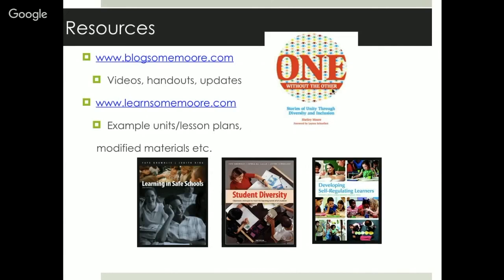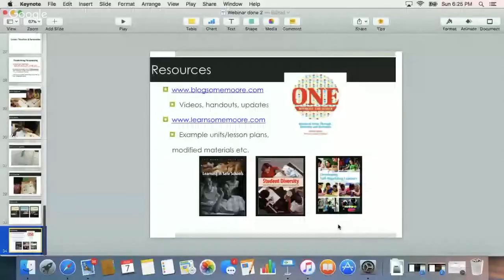This is my new book that has just come out that talks about the rationale behind this. And then there's a few more books here that are my go-to texts in terms of inclusion and learning, and this idea of design rather than retrofit. Awesome. Okay, that's all for me.